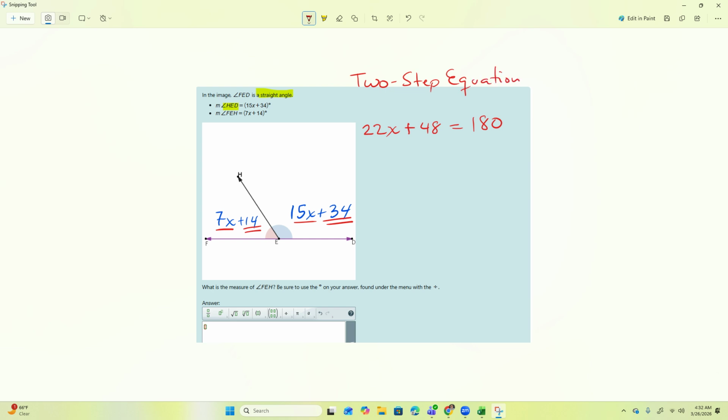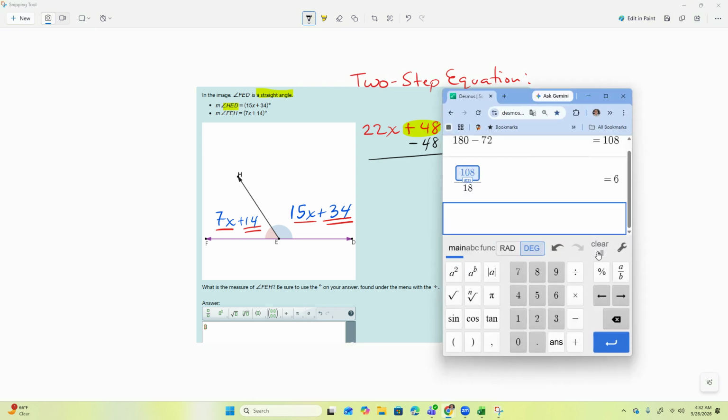And now I'm going to follow the two steps. Step number 1, do the opposite of any addition or subtraction. As you can see here, I'm adding 48. What's the opposite of adding 48? We're going to subtract 48. I'm going to subtract 48 on both sides of the equation. Or what you can do is just subtract 180 minus 48. Let's get the calculator.